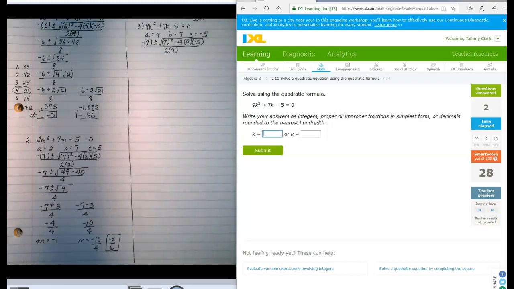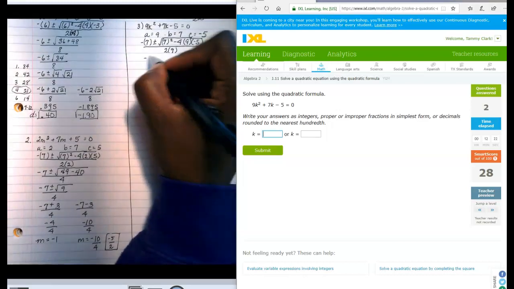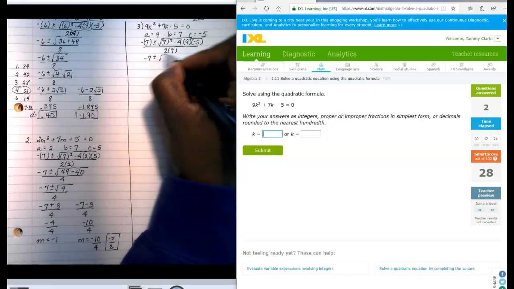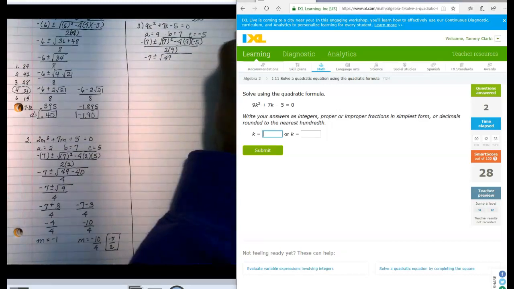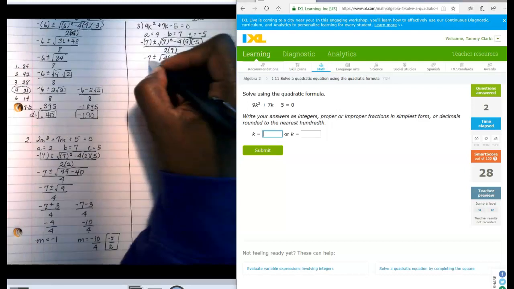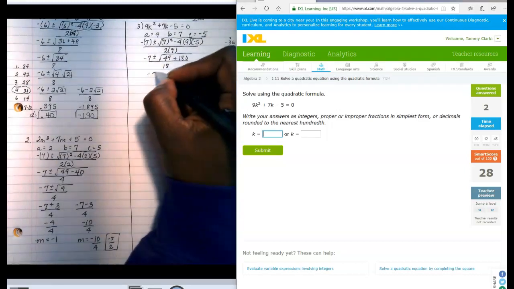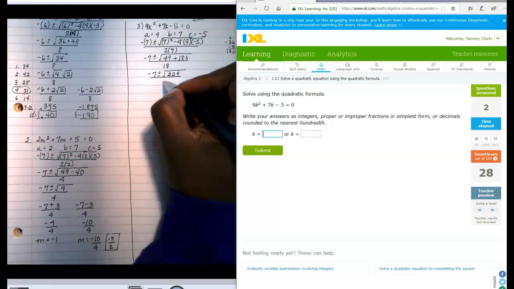Alright, here's our next problem. Hopefully I won't make the same mistake I made before. It's called pay attention. So the opposite of 7 is negative 7, plus or minus the square root of 49. Now this is negative 36 multiplied by negative 5, so that's positive 180. All of that divided by 18. Well, negative 7 plus or minus the square root of 49 plus 180 is 229, over 18.